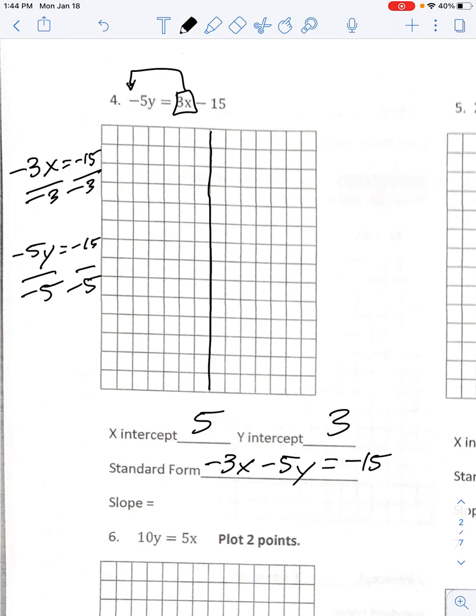So now we go ahead and draw our axis. So plot 5 on the x-intercept. So 1, 2, 3, 4, 5. Plot 3 on the y-axis. And then draw your line.